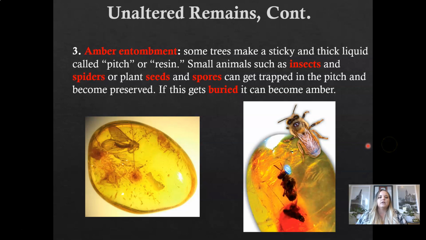So then another unaltered remain would be amber entombment. And so this occurs when you have tree sap capturing insects. So this could be bees, this could be mosquitoes, lots of different things. They get trapped in that sap, and then eventually that sap turns into amber over time. So if that sap is buried with the insect in it, it becomes amber. It will actually preserve the entire insect in it.